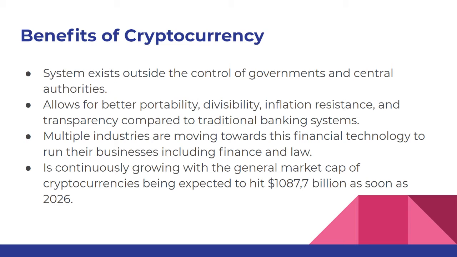To add on to that, multiple industries are moving towards this financial technology to run their businesses, including finance and law. One big example of this rising trend is when Elon Musk accepted the use of Bitcoin, which influenced other companies to do the same. Lastly, these influences are pushing up the stocks for cryptocurrencies, driving people to invest, with the general market cap of cryptocurrencies being expected to hit 1,087.7 billion as soon as 2026. With this, here are some examples of the most popular cryptocurrencies being used.